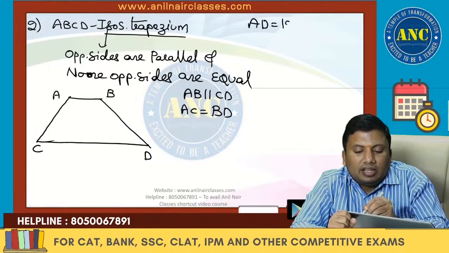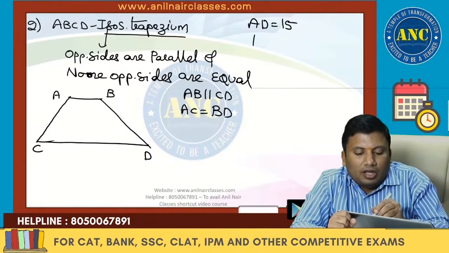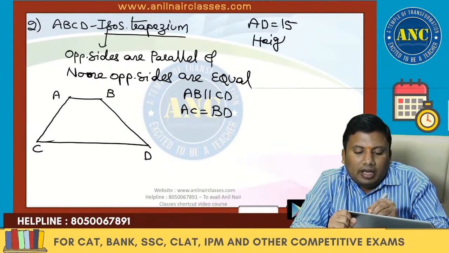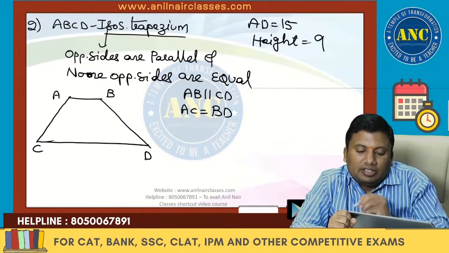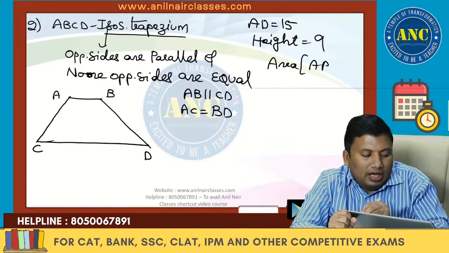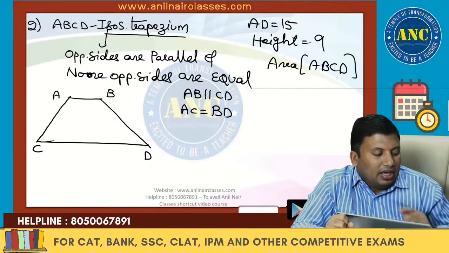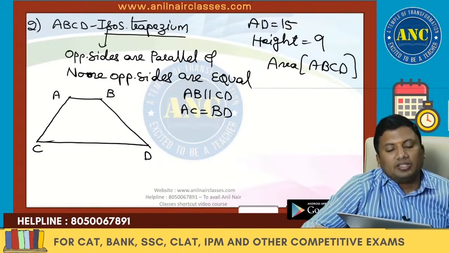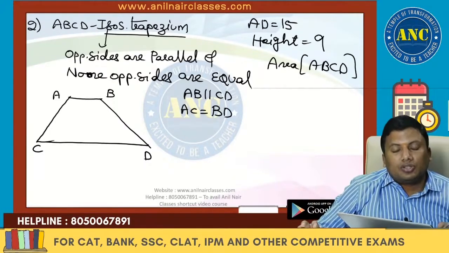AD is 15. Height is 9. Find the area of the trapezium ABCD. ABCD is an isosceles trapezium.